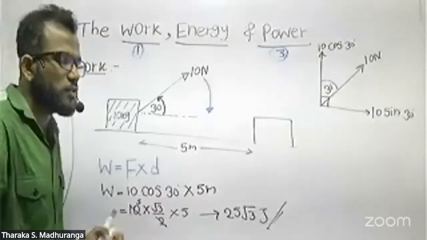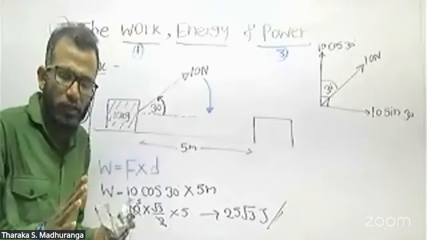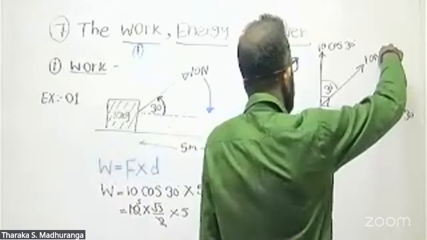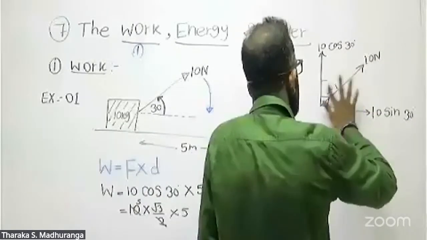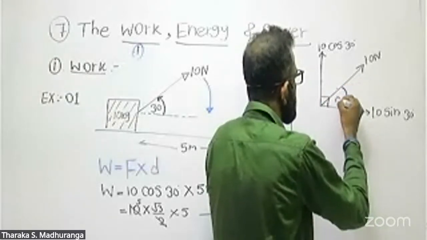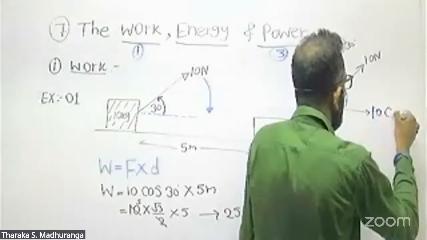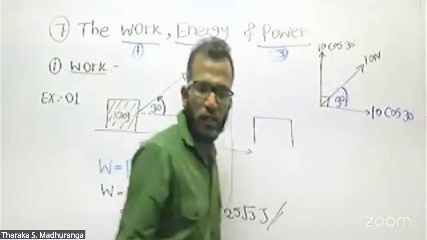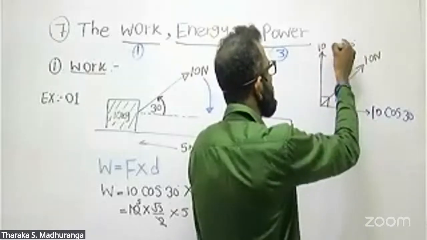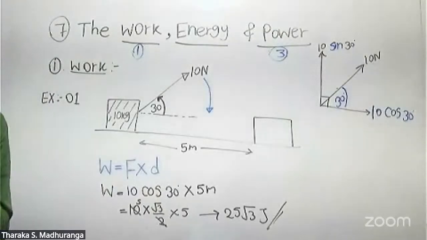Force resolution means one force is divided into two components. This 10 Newton we resolve. The angle is in this direction, 30 here. This is 30, so it comes as 10 cos 30 in the direction of the angle. The opposite direction from the angle is 10 sin 30. I think you got it now.